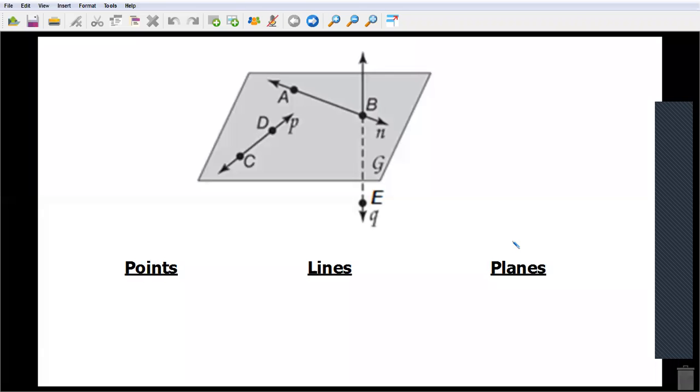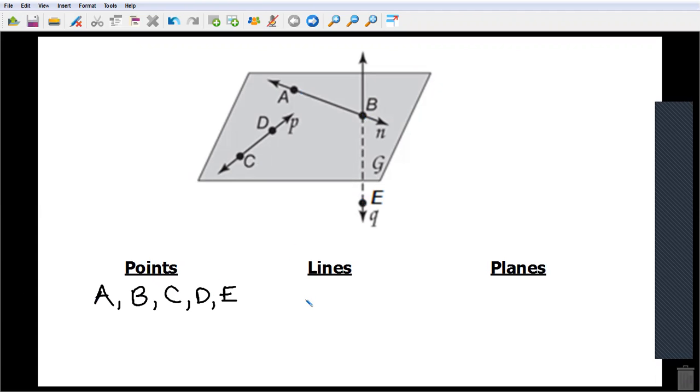In this example, we're going to name points, lines, and planes that are in this diagram. So for our points, you see that we have A, B, C, D, and E. This is the only way that you can name points, is by the letter that goes along with it.